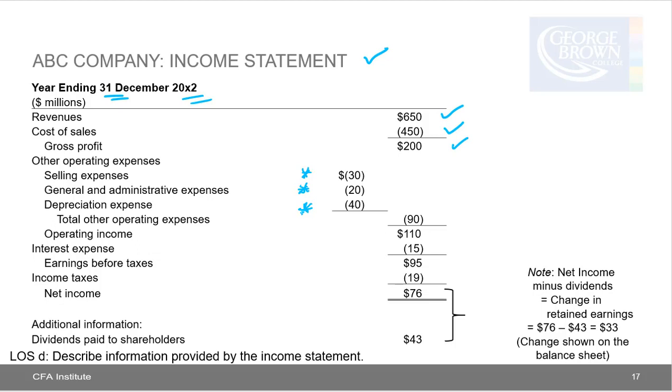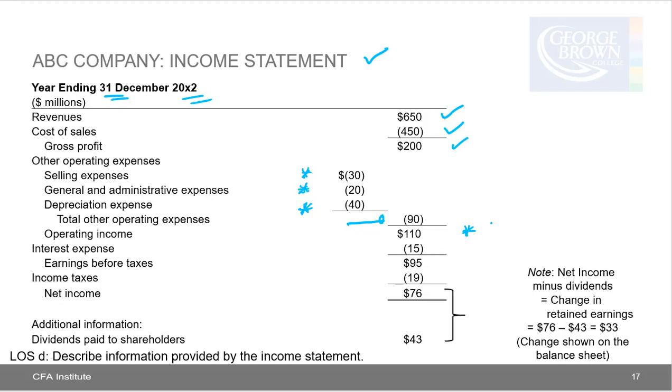Showing up as accumulated depreciation. Each year the depreciation expense is added to the balance sheet under the category of accumulated depreciation. So we can see here we've got total other expenses equaling 90. So we have an operating income of 110. Again, revenue minus cost of sales, gross profit minus operating expenses gives us our operating income of 110 million.